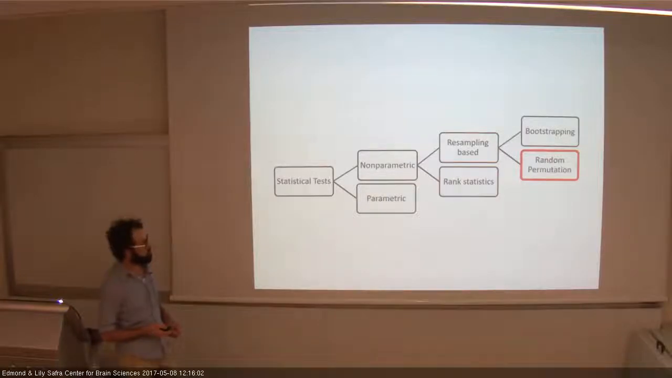So I think it's nice to have, especially in behavioral and medical experiments where you have only a couple of outcomes, but usually for neuroimaging we need to have something which is more powerful and more flexible, and that would usually be the random permutation test.